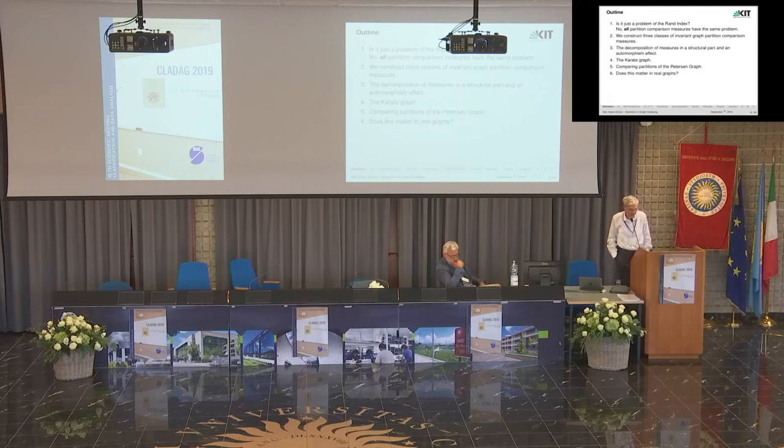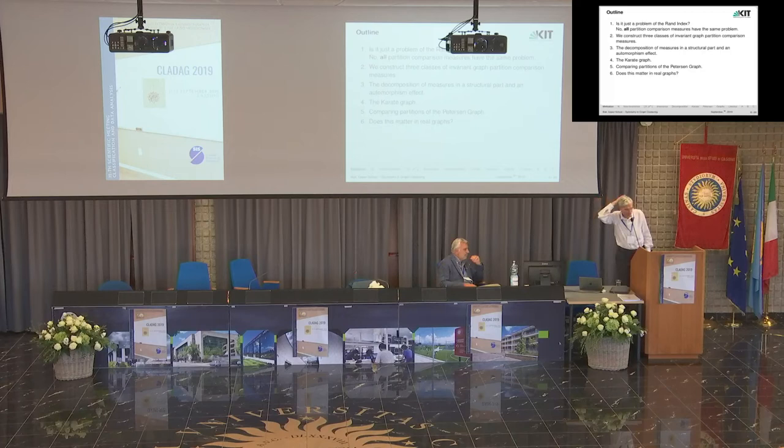Then the second step is we construct three classes of invariant graph partition comparison measures. And as soon as we have done this, we can decompose measures into what is the structural part and what is the effect of an automorphism effect. So that's a group transformation which gives you an identical graph. Then we come to two toy examples. I will show you what happens in the karate graph and whether this well-known optimal clustering really is an optimal clustering and stable, or if it is something else.